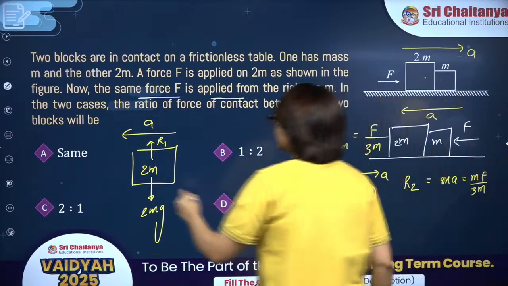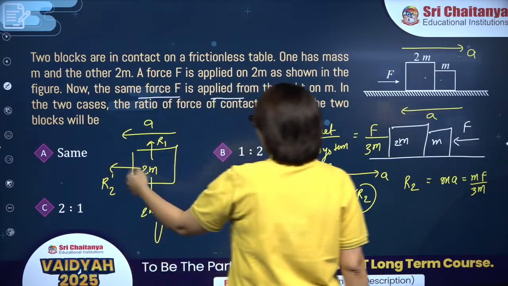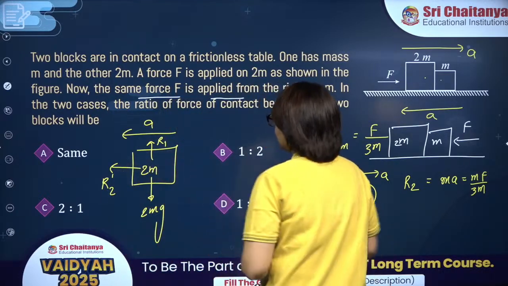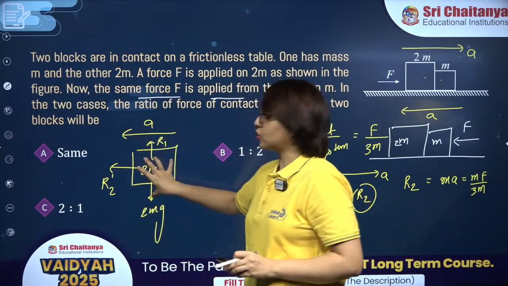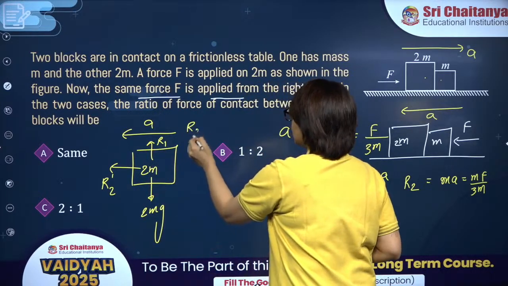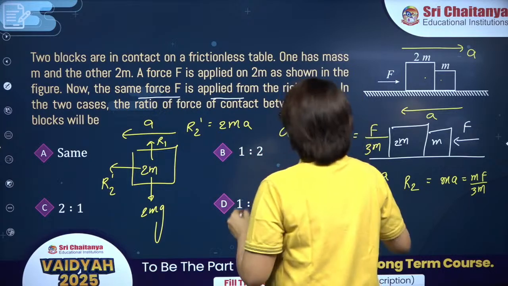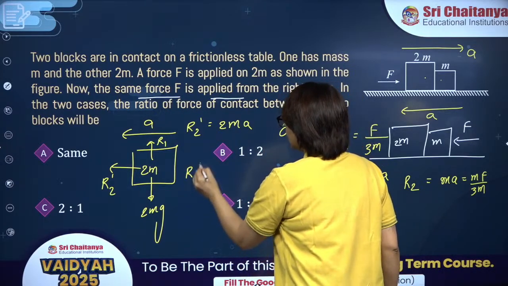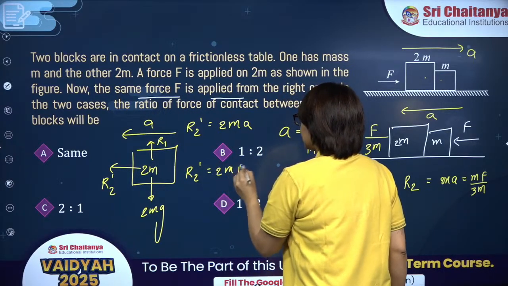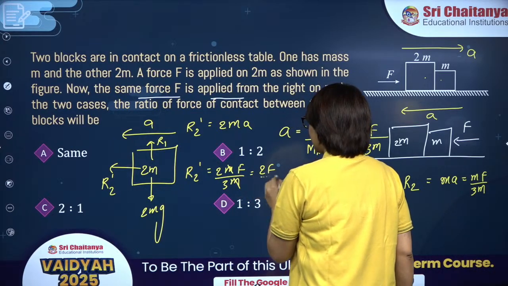Okay, it is towards left. So it is R2 dash. R2 dash in this case is in the direction of acceleration for 2m, right? So over here R2 dash will be 2ma, where a is F upon 3m. So R2 dash will be 2m times F upon 3m, which is 2F by 3.